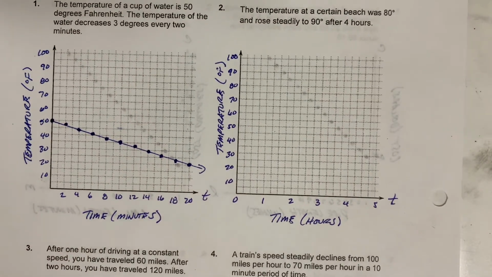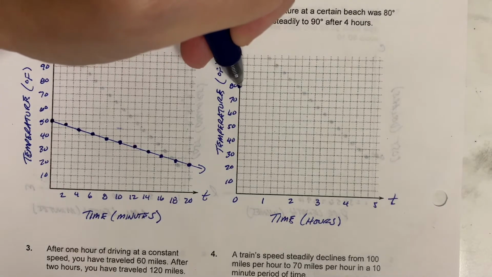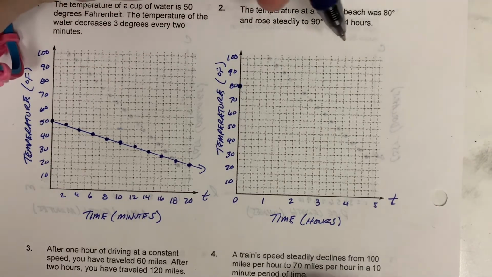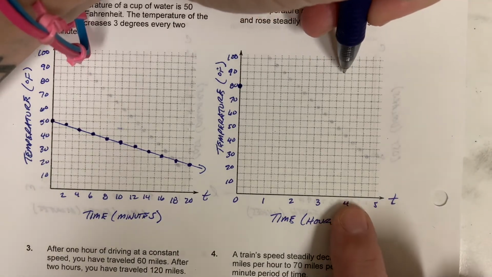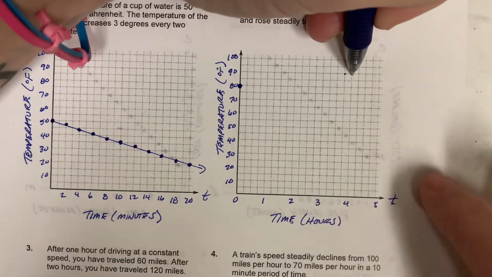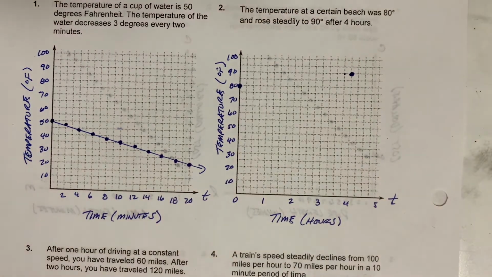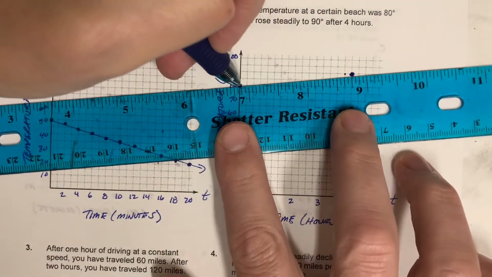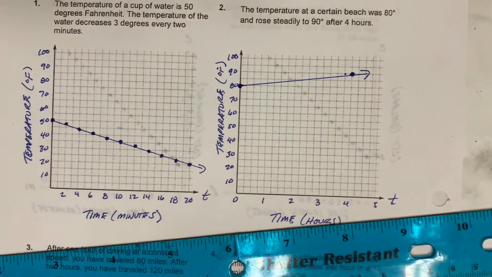All right, so it says the temperature was 80 degrees. So at the very beginning, at 0, it is 80, and rose steadily to 90 degrees after 4 hours. So after 4 hours, we're up to 90. So I'm going to go all the way up here. Is that the right one? Yep. And so I'm going to graph those 2 dots. And now I'm going to connect those.